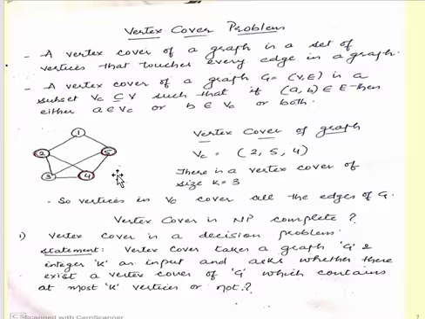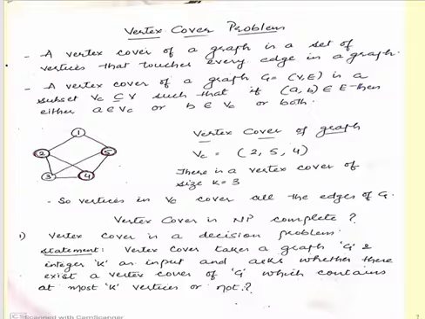Now suppose this graph is given to you. We need to find the vertex cover. Vertex cover means you need to find those vertices that cover all the edges of your graph, that means they touch every edge in your graph. Suppose here this graph is given to you, and I take the vertices 2, 5 and 4. We'll see whether these vertices cover all the edges of your graph.